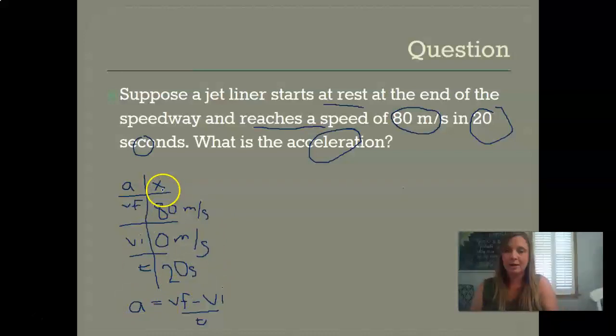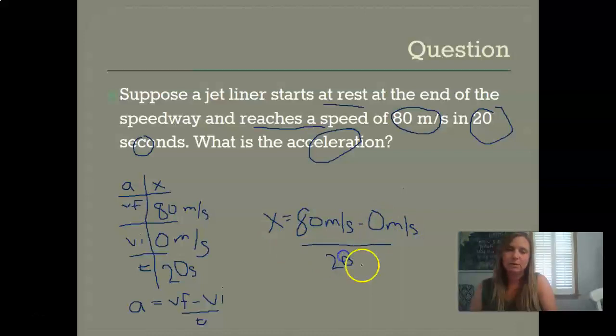So a is now our variable, our x, our unknown. And we know the final velocity is 80 meters per second. And we know the initial velocity is 0. And how long did it take to travel that? 20 seconds. All right, so now we've got it set up correctly. We've got everything where it needs to be. And now we just need to simplify.